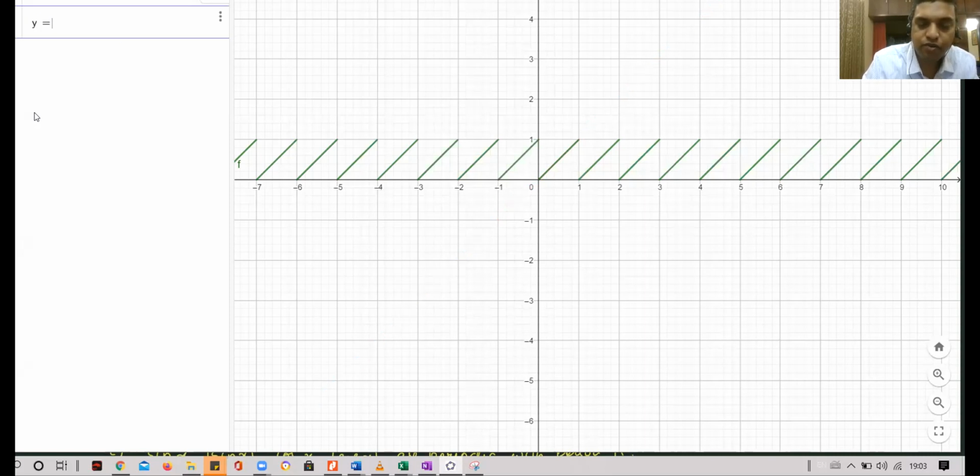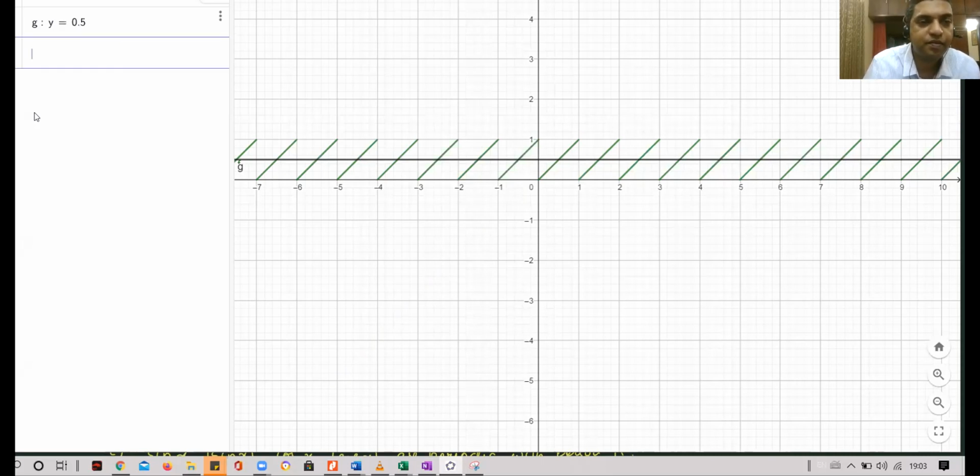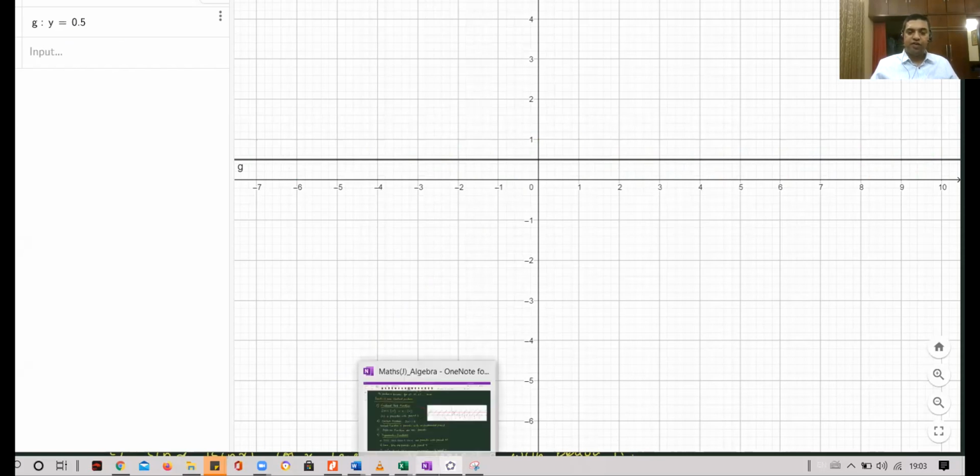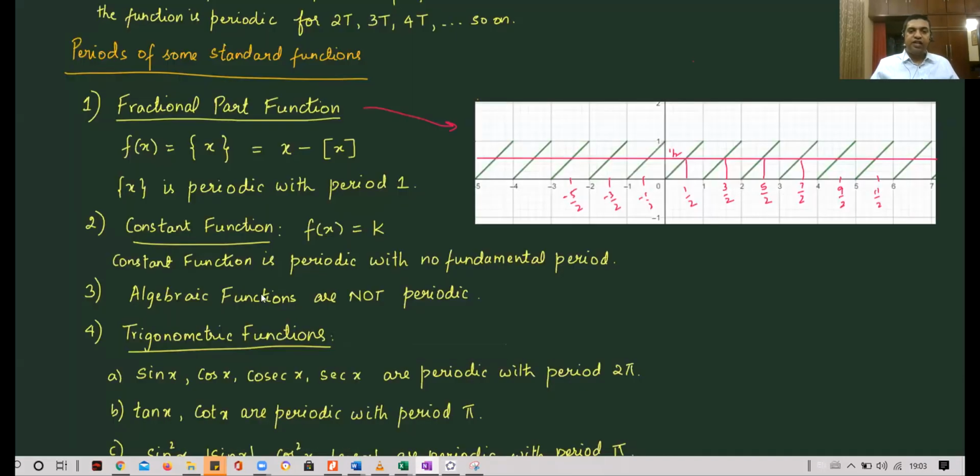Y equal to 0.5. So you get this line. Now close this. So you see, for this function is always constant. So no matter what the value of x is, the function value will be constant. So it doesn't have a fundamental period.